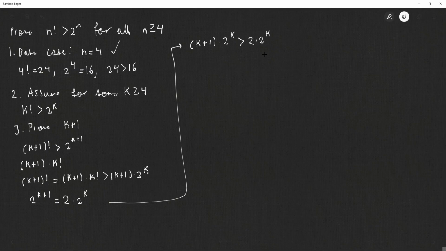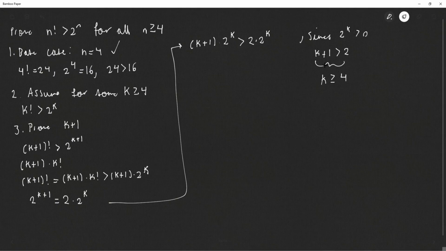And since 2 to the power of k is greater than 0, this is equivalent to k plus 1 is greater than 2. And if we look at our original question, it's for n is greater than or equal to 4. So this is going to be for when k is greater than or equal to 4.